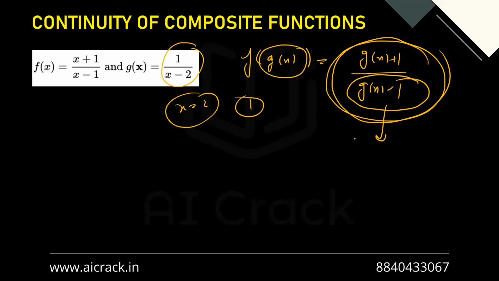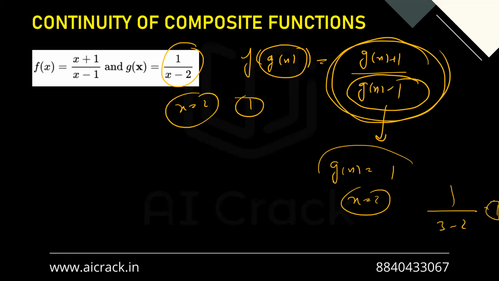Okay, so g(x) equals 1. g(x) equals 1 means x equals 3, right? That is 1 upon 3 minus 2, that would be 1. So we have also got the point x equals 3 over here. So we have got 2 points, x equals 2 and x equals 3.